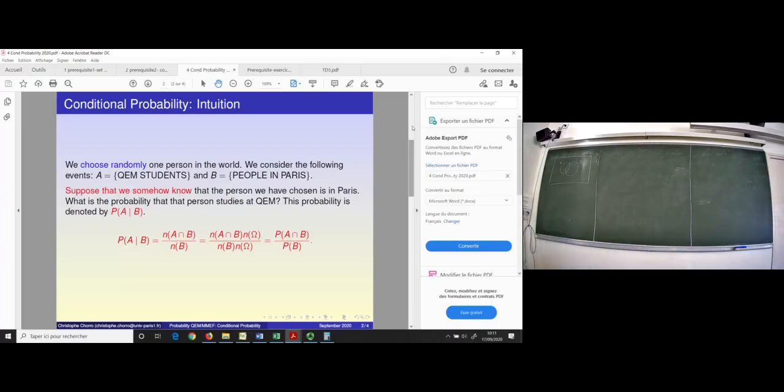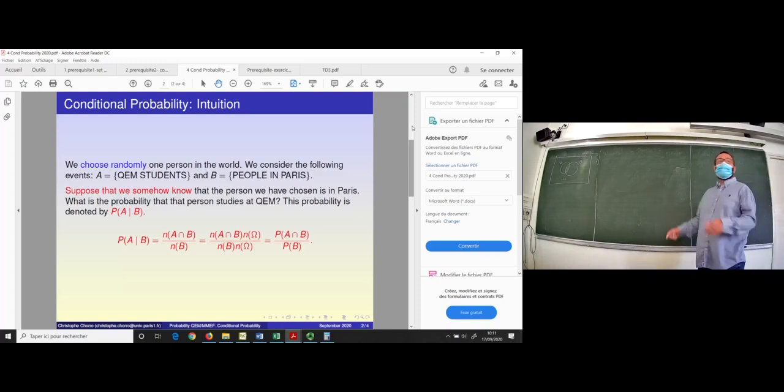Meaning that A is not included in B. Okay? I have this situation. A is not included in B. And you have here what we call the intersection, where you and some of you, the QM students that are here and do their second year in Paris, okay? In one of the master 2 of the program.